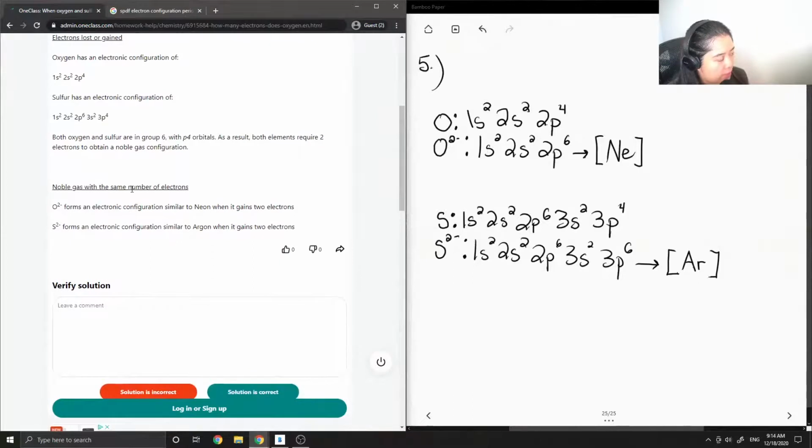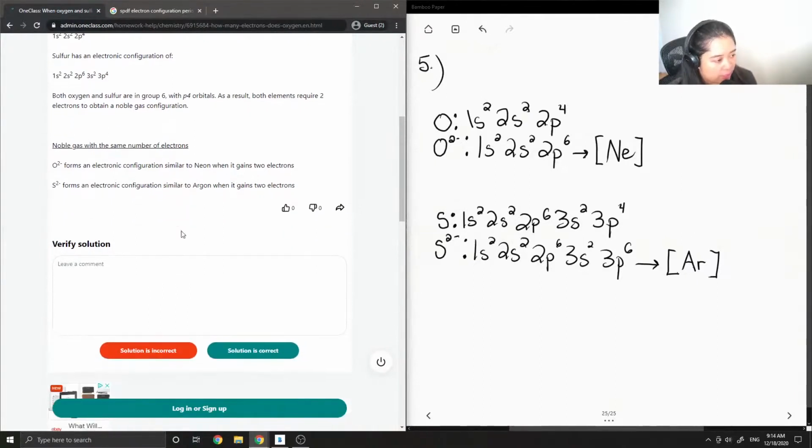Noble gas with the same number of electrons: they just showed that oxygen with a 2- charge forms an electron configuration similar to neon when it gains 2 electrons, and the sulfur ion forms an electron configuration similar to argon when it gains 2 electrons. Yep, so this solution is correct.